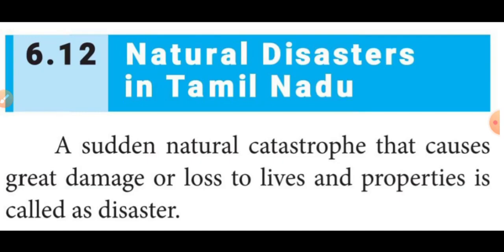Okay, students, now I am going to explain the definition of natural disasters. A sudden natural catastrophe that causes great damage or loss of lives and properties is called a disaster. Listen, students, a catastrophe means suffering. It causes great damage, loses our lives and properties. Okay, it is called a disaster.